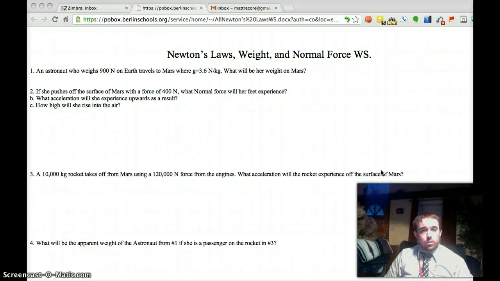Hey guys, just going to go over the Newton's laws, weight and normal force worksheet that you got in class. My version looks a little different, just because I'm going off the online version that Mr. Hanbury and I were working on. I didn't format it, but same numbers, it'll be the same process.